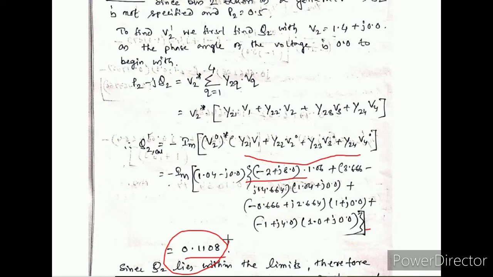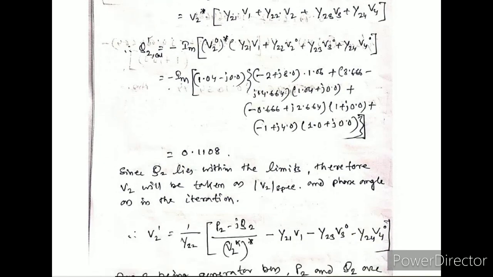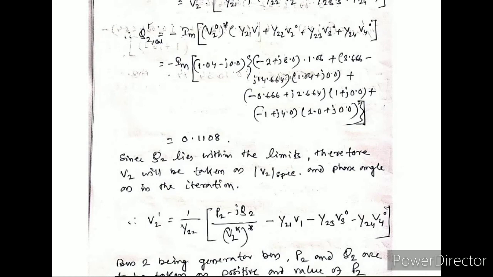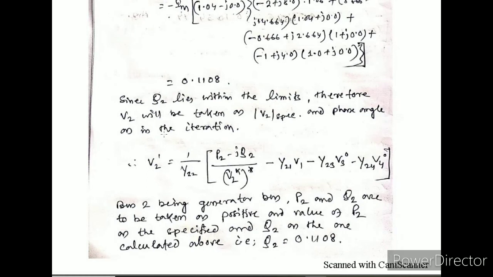Now we need to check whether this q2 value is within the limit or it is violating the limit. Now you can see the q limit is 0.1 to 1. Here 0.1108 is greater than 0.1. So q2 lies between 0.1 to 1. So that is why whatever v2 we will get, that v2 will be the v2 specified value by using this q2 value.